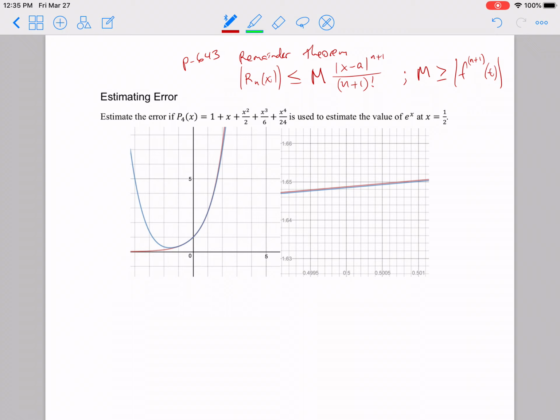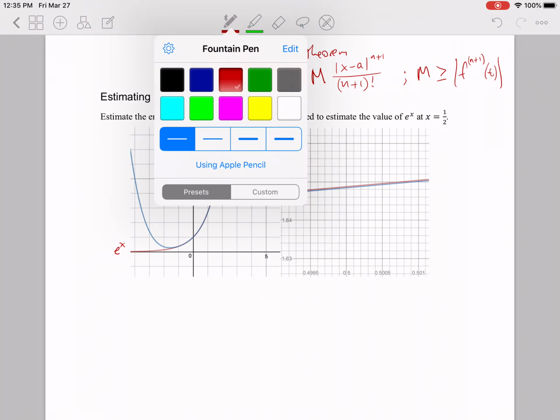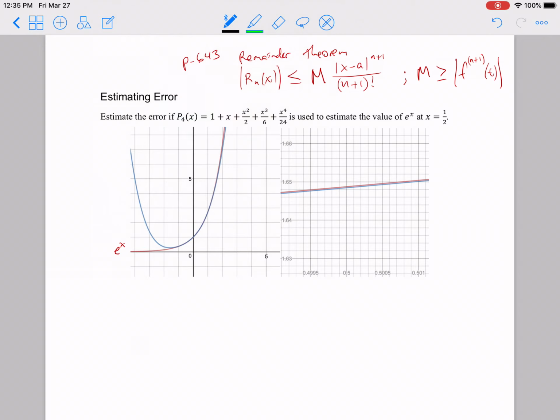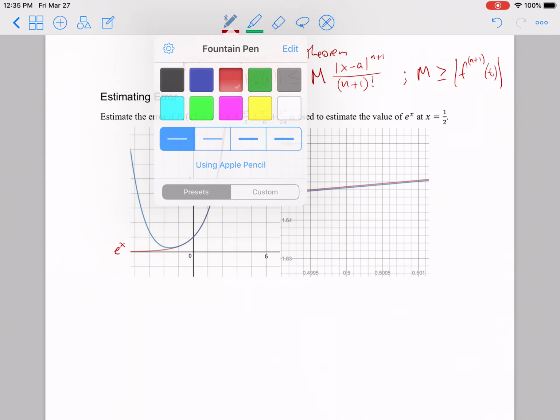And so let's do a little example here. Let's look at e to the x, and we're going to go out to P4, where n equals 4. So we'll get 5 terms, n equals 0, 1, 2, 3, and 4. What we want to do is estimate the value of e to the x at x equals 1/2. Here in red, this is e to the x, and the blue part is our polynomial that we've come up with. Let's figure out how good of an estimation this is.